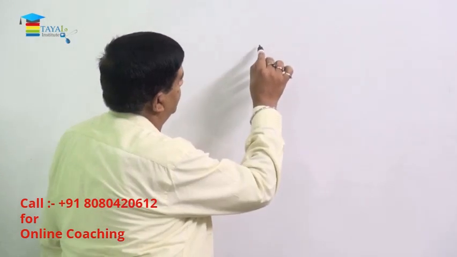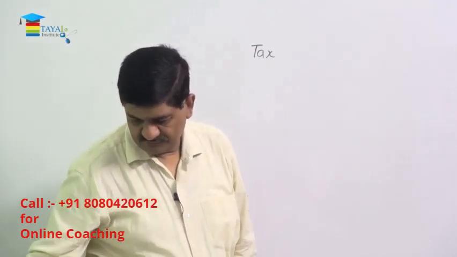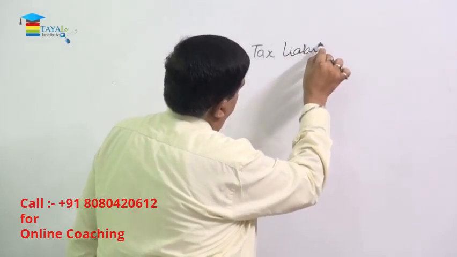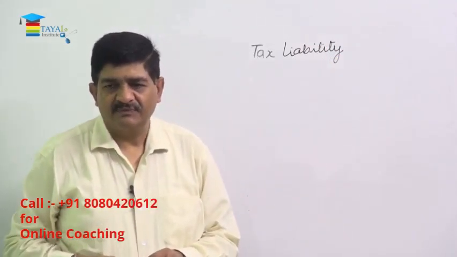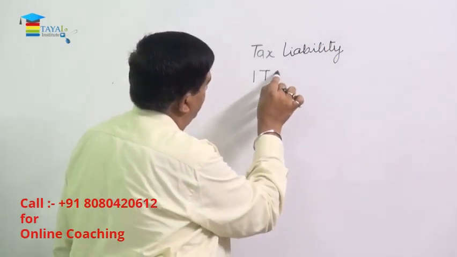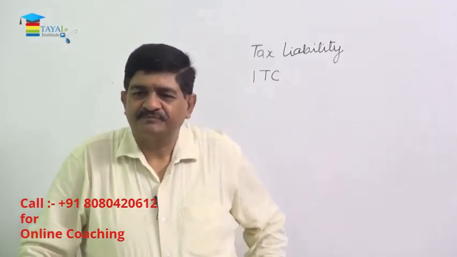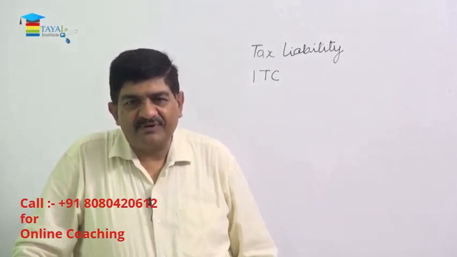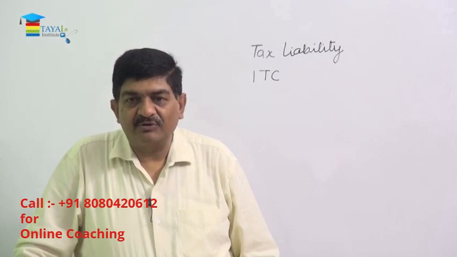Number one, tax liability. Whatever taxes have been paid, whether those are correct or not. And number two, input tax credit. Basic object of the audit: whatever taxes have been paid by the person, whether those are correct or not. And what ITC has been claimed by the person, that is correct or not.